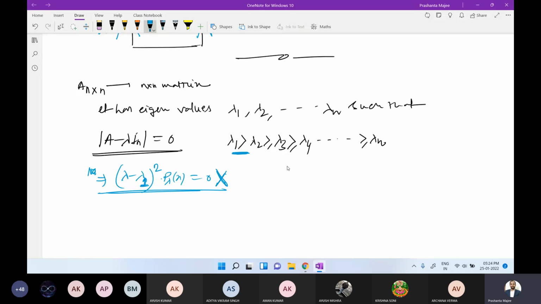Largest eigenvalue should be occurring only once. It should be of multiplicity 1. And remaining eigenvalues, they may be same. It does not matter. So we want to find this eigenvalue, this lambda 1.